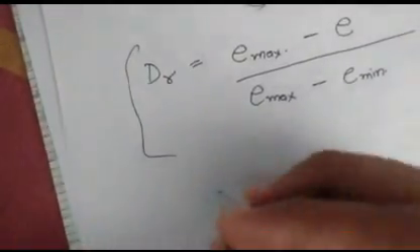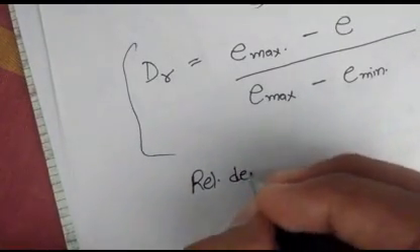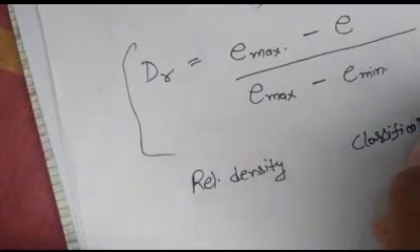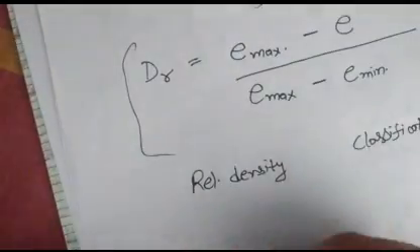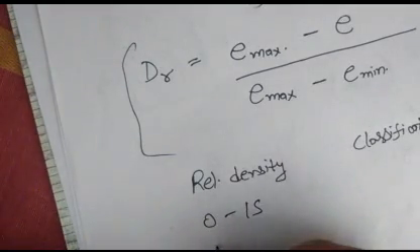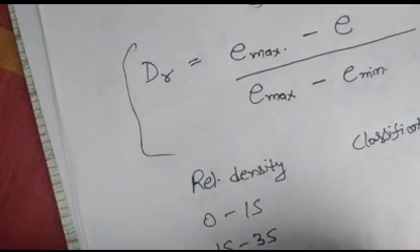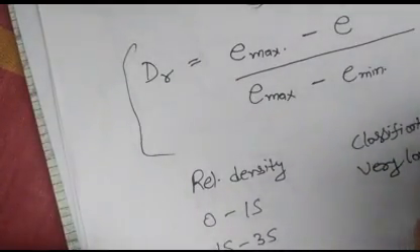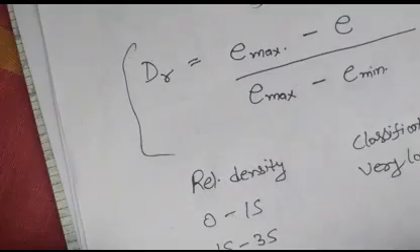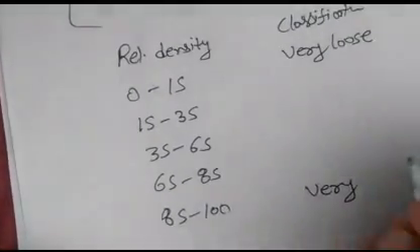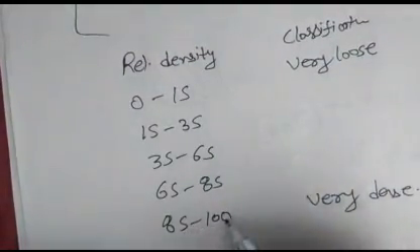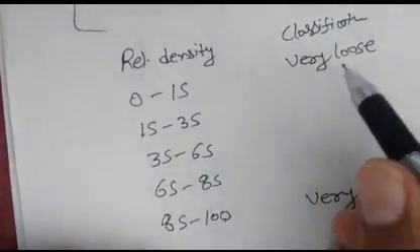We should learn a table. This is important: relative density and classification, and it is easy to learn. On a scale of 100, we have 0 to 15, then 15 to 35, then 35 to 65, 65 to 85, then 85 to 100. We have very loose here, and very dense here. And an easy way to learn this is 0 to 15, and the same way 100 back to 85, it is going 15 back. So 15 and 15: very loose, very dense.